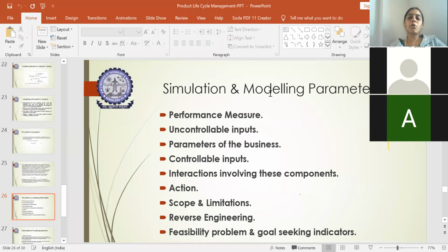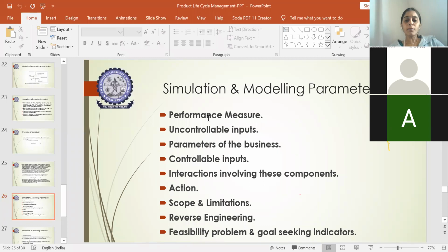So the simulation and modeling parameters help in identifying the uncontrollable inputs, and they also help in identifying the parameters of the business associated with it. Those business-associated parameters will also be identified using these simulation and modeling parameters. Along with that, controllable inputs of a particular part or product will also be evaluated using these parameters. And then interactions involving these components.